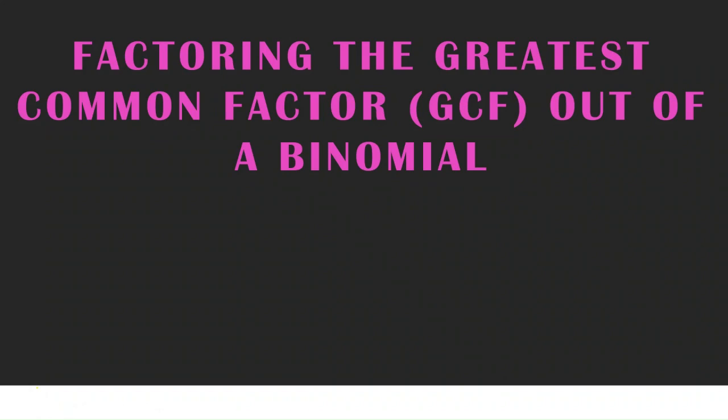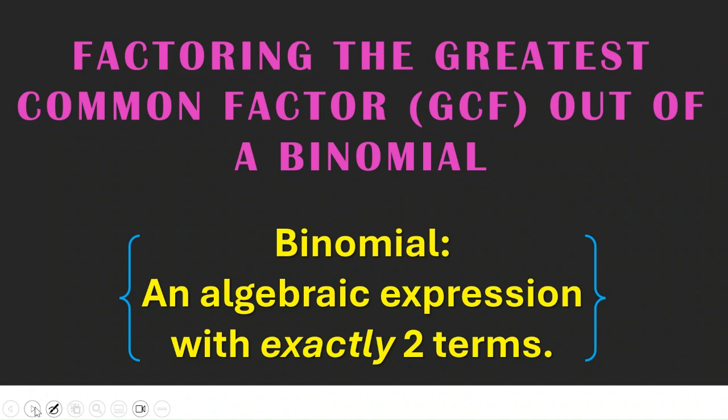It's your friendly math tutor, Miss C, here to unlock the magic of, this is a mouthful, factoring the greatest common factor out of a binomial. It's actually a lot easier than it sounds. Let's make sure we're on the same page to start with by defining what a binomial is. A binomial is an algebraic expression with exactly two terms. So we are looking at factoring the greatest common factor out of an algebraic expression with exactly two terms.